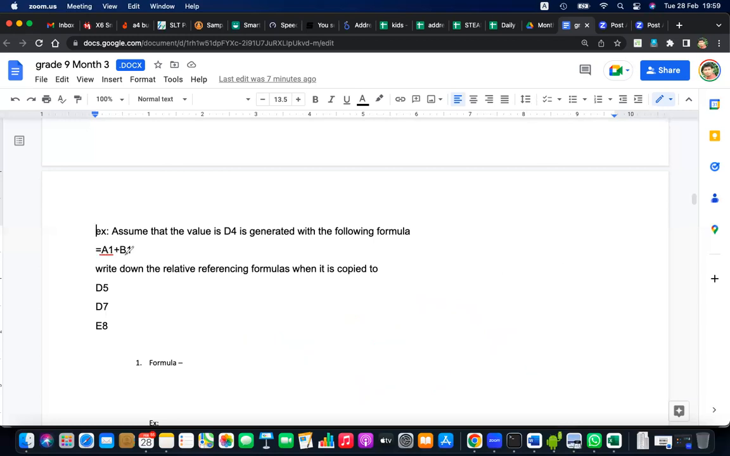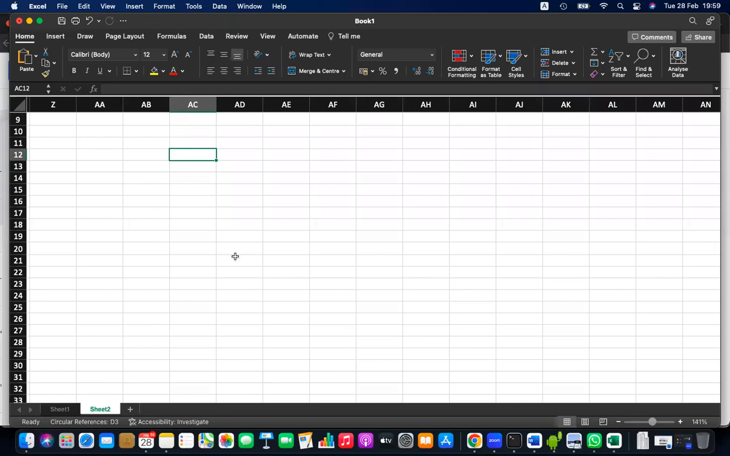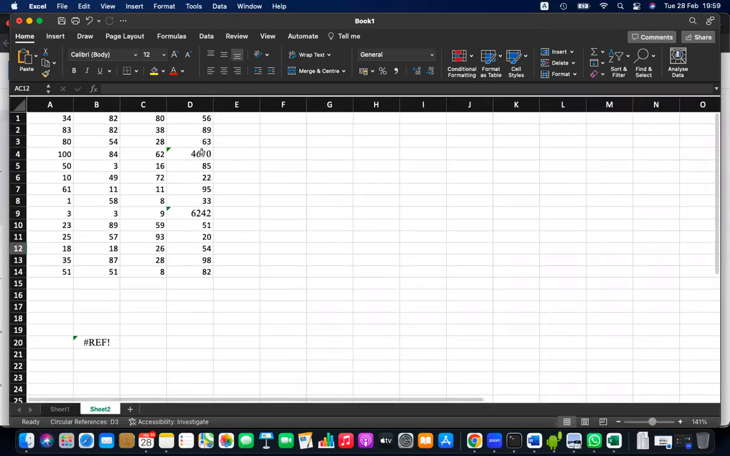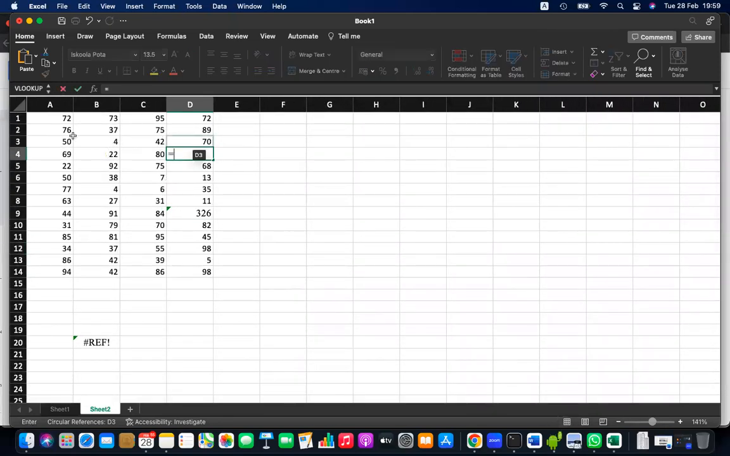If A1 and B1 are mixed and D4 is generated, in order to get D5, it is 1 down, so that should be A2, B2. Okay, I'm not going to tell the other things because it's very easy. This is equal to A2, B2. Why? Because of relative referencing. I have created this using A1 and B1.